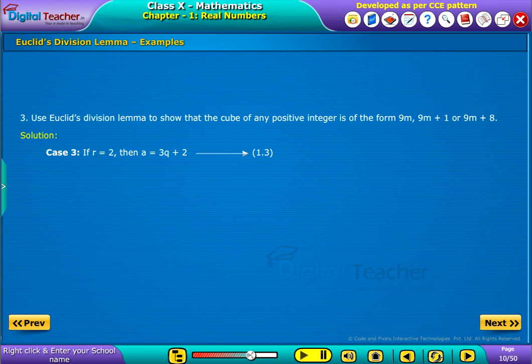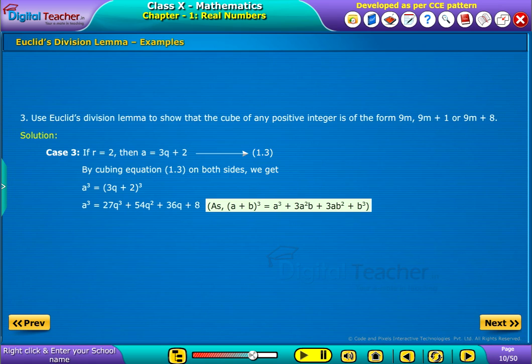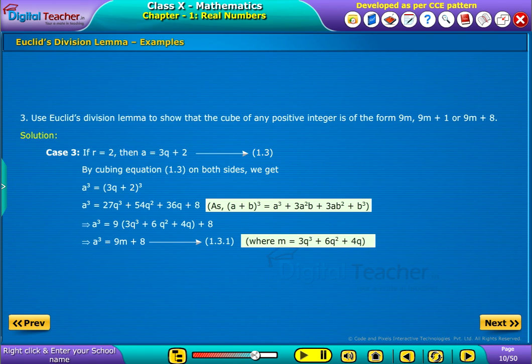Case 3. If r equals 2, then a is equal to 3q plus 2. By cubing equation 1.3 on both sides, we get a cube equal to 3q plus 2 whole cube. As it is in the form of a plus b whole cube, we expand it as shown. Now, by further solving, we get a cube is equal to 9m plus 8. Let us represent it as equation 1.3.1, where m is equal to 3q cube plus 6q square plus 4q.